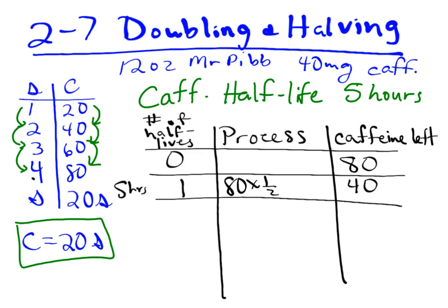Wait, so instead of just getting rid of that altogether, like another half-life, would it be cutting that one in half? Yes. So 10 hours later, how many half-lives have happened? Two. That means it's been cut in half and then cut in half again. So that is 80 times 1/2 times 1/2. So half of 80 is 40, and half of that 40 is 20.